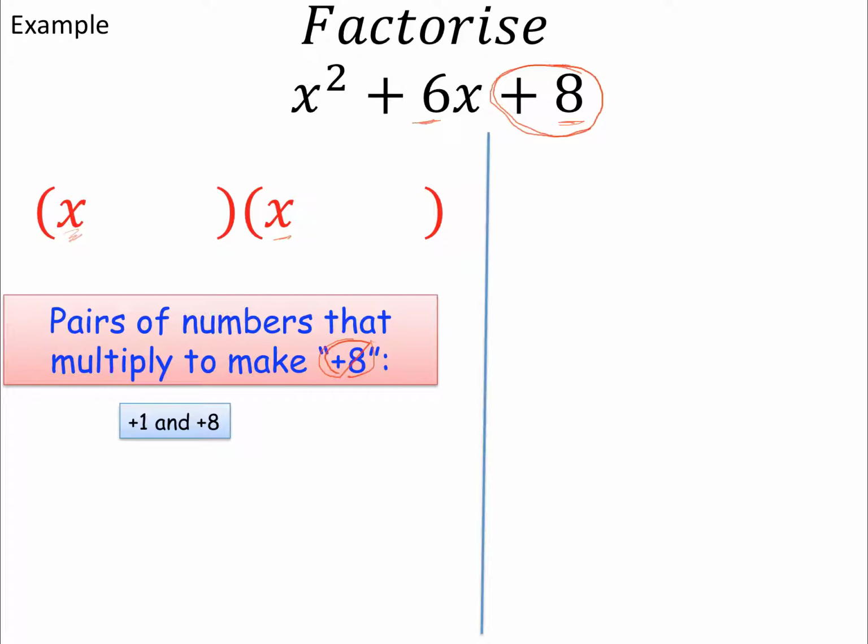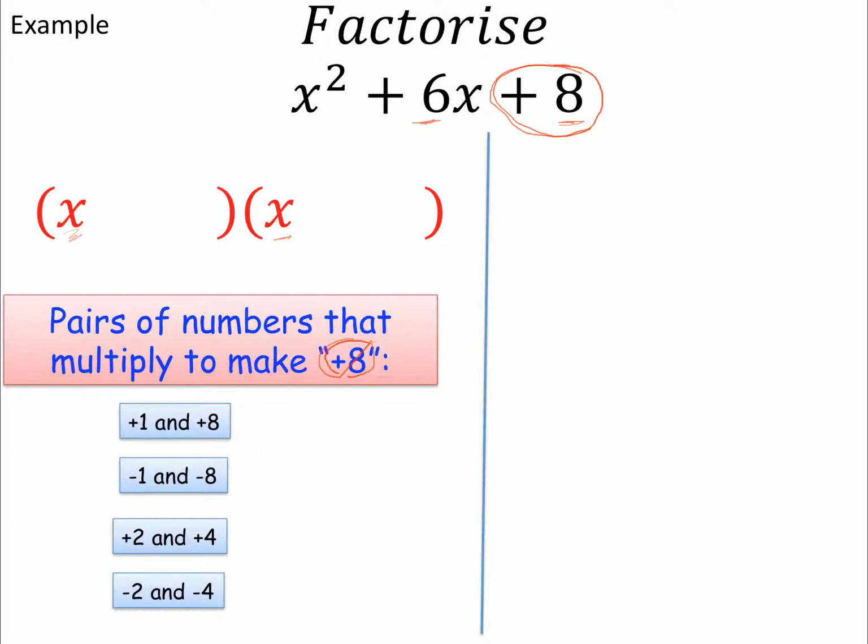The first one, I'm going to list positive 1 times positive 8. The next one I'm going to list is negative 1 times negative 8. Positive 2 times positive 4 will give us 8. All these terms multiply to give us 8, and that's very important. They multiply to give us 8.